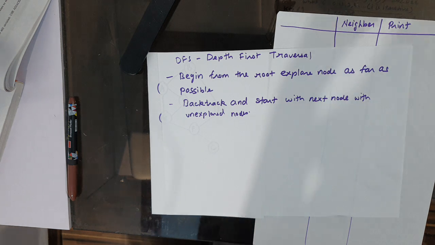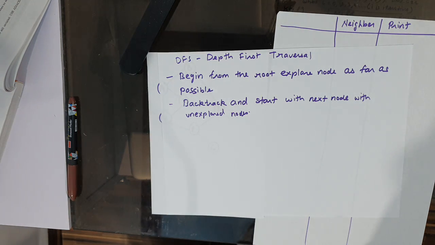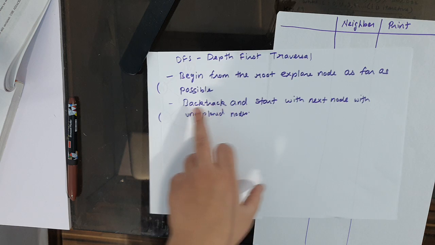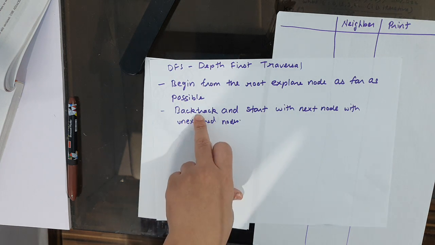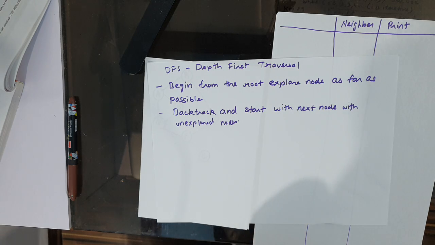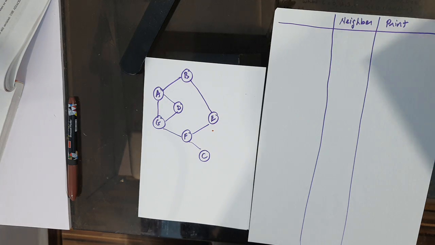Rather, we'll be going on exploring one node at a time, and we'll be going inside in a form of depth. And once you have reached as far as possible, you are supposed to backtrack and start with the next node which is unexplored and go in the depth for the same. So this can be better understood with an example. So let's go over here.